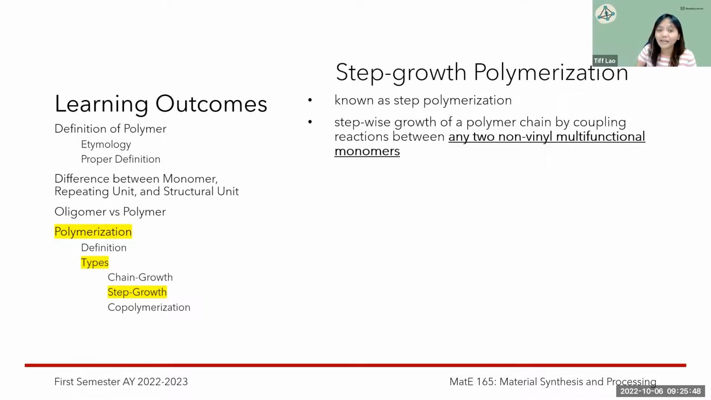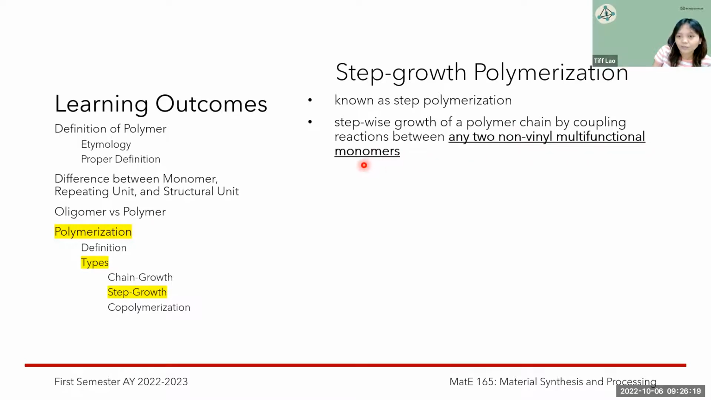So to further know step growth polymerization. Di ba kanina nag-present ako ng chain growth? So, ano yung mga monomers na mag-chain growth. Pag wala doon, step growth na yon. Okay? So, yun. Stepwise growth of a polymer chain by coupling reactions between any two non-vinyl multifunctional monomers.